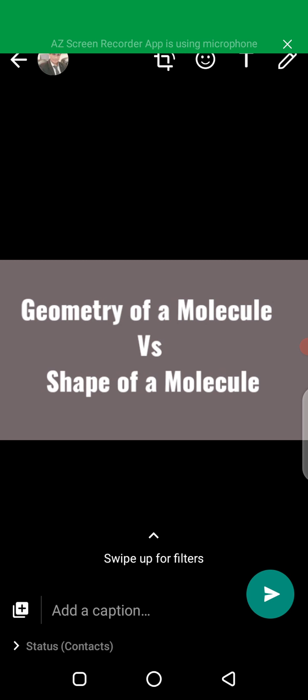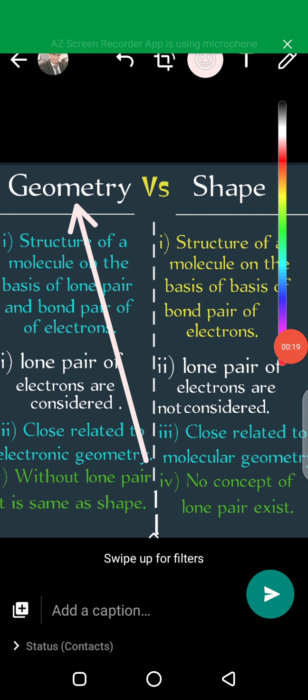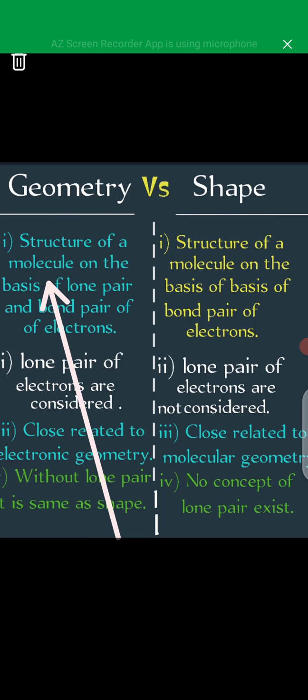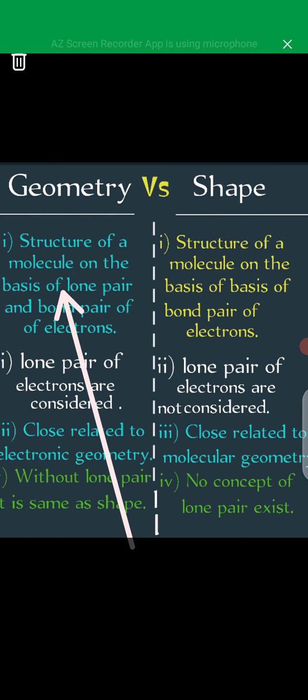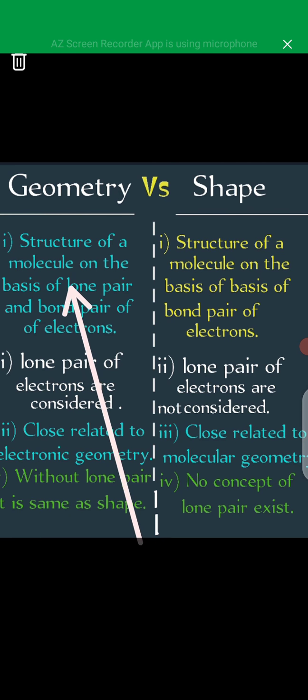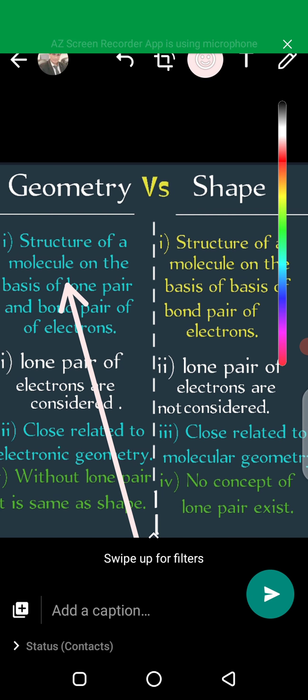Dear viewers, today we are going to discuss the differences between the geometry of a molecule and the shape of a molecule. So, the geometry of a molecule. Let us clarify the first point: it is the structure of a molecule on the basis of the lone pairs of electrons and bond pairs of electrons. Dear viewers, in simple words, it means that the geometry of a molecule depends upon lone pairs and bond pairs.